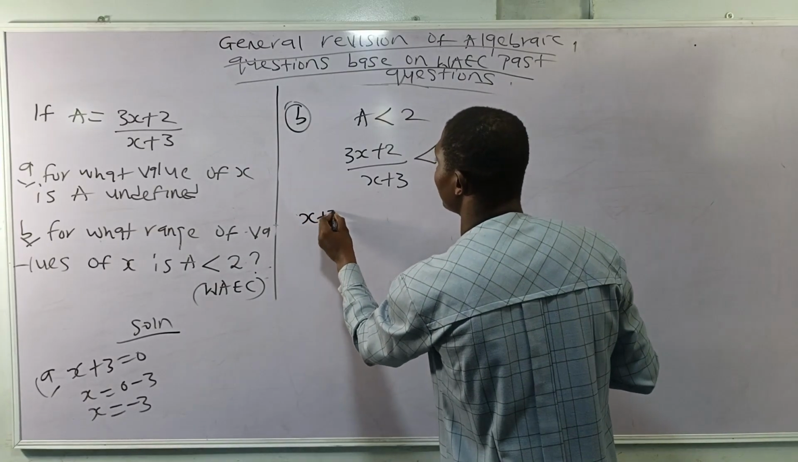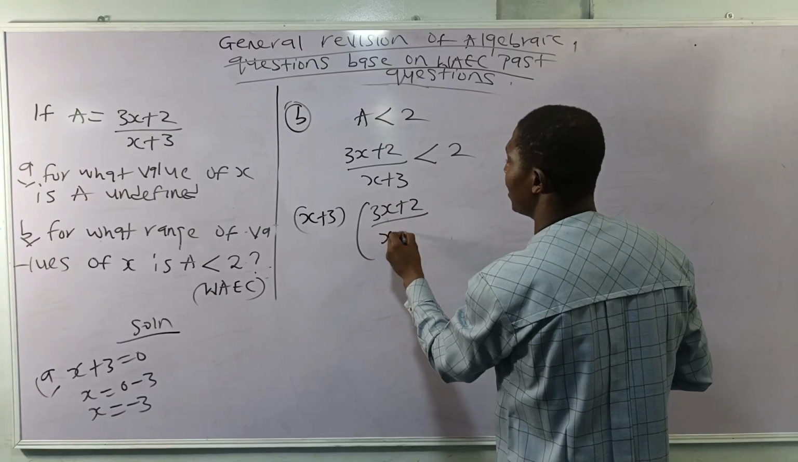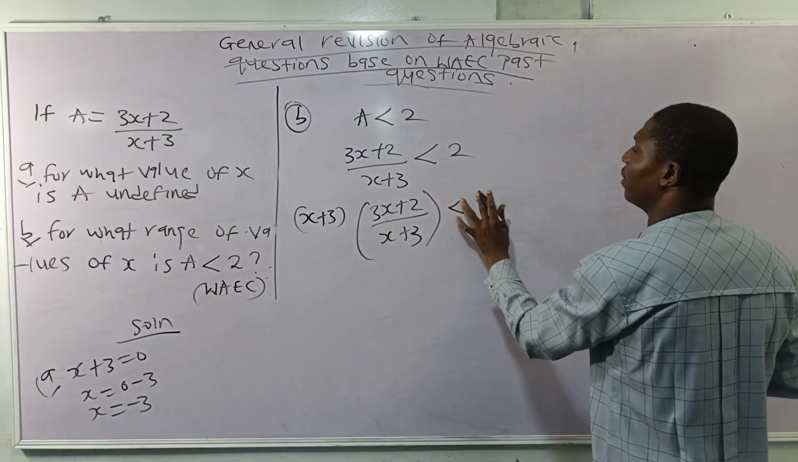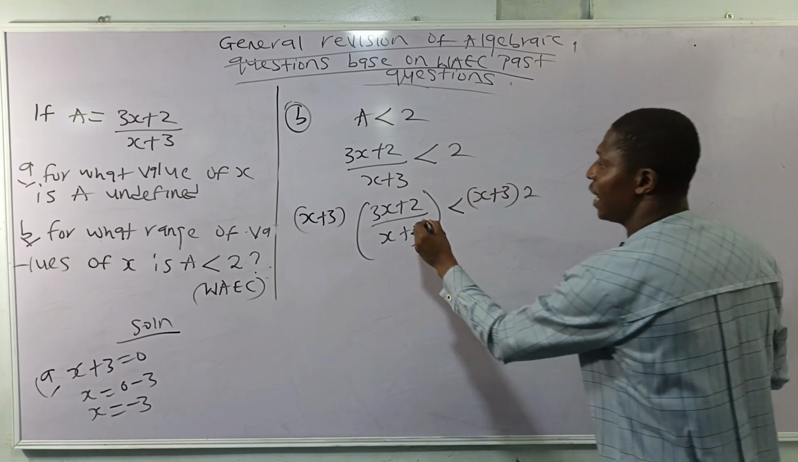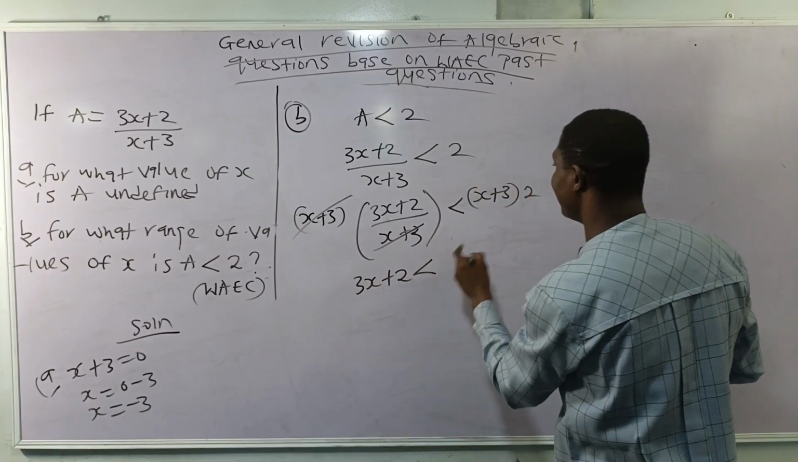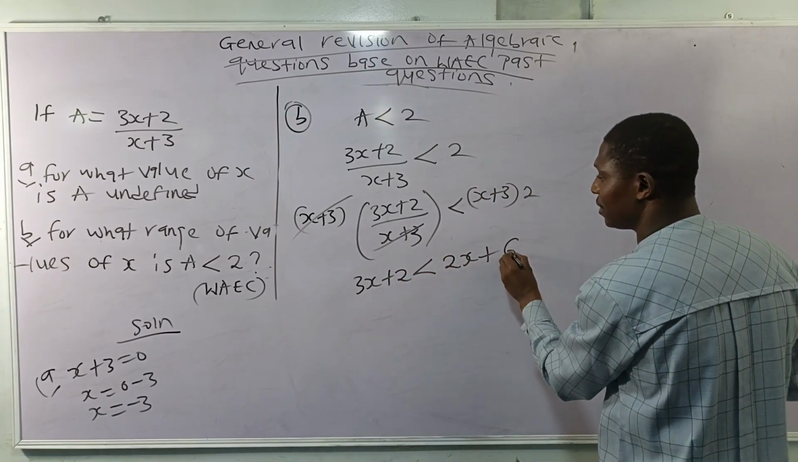So I'll have (x + 3) in brackets (3x + 2) all over (x + 3). The sign remains the same. (x + 3) bracket 2. Now this can cancel this, so we see that 3x + 2 is less than this, which is 2 times x, 2x, plus 2 times 3, 6.